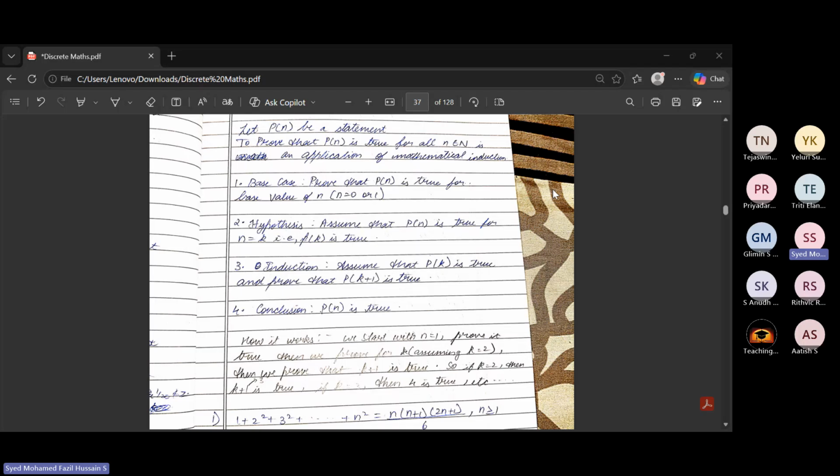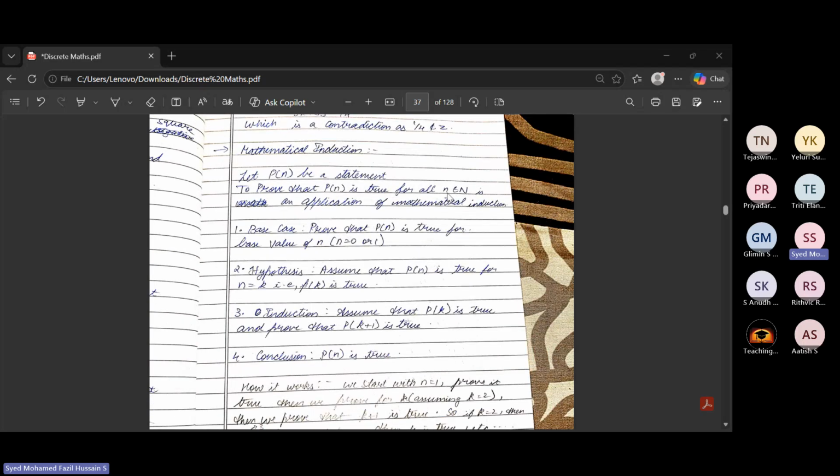Okay, so proof can be done using mathematical induction too. So let's see what mathematical induction is. Let P of n be a statement to prove that it is true for all n belonging to the natural numbers. We have to apply mathematical induction. So we first take a base case. We have to first prove that it is true in the base case itself.